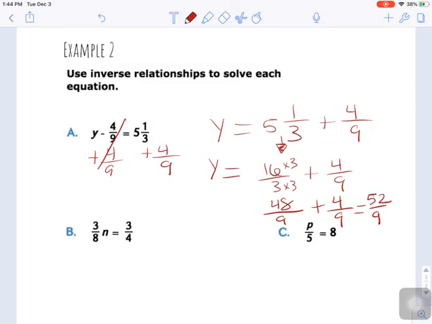Again, I'm not finished here. This is my improper fraction. I want to turn it back into a mixed number. So I'm going to divide 52 and 9. How many times can 9 go into 52? It can go in 5 times. My denominator stays the same, and there are 7 left over to get me to 52. So my answer here is 5 and 7 ninths.